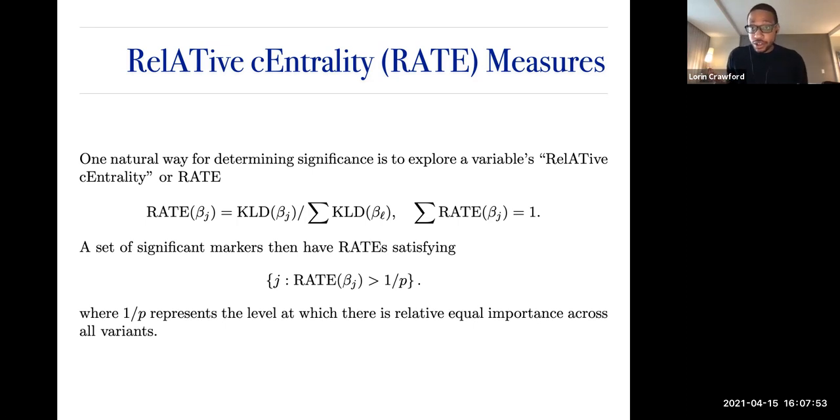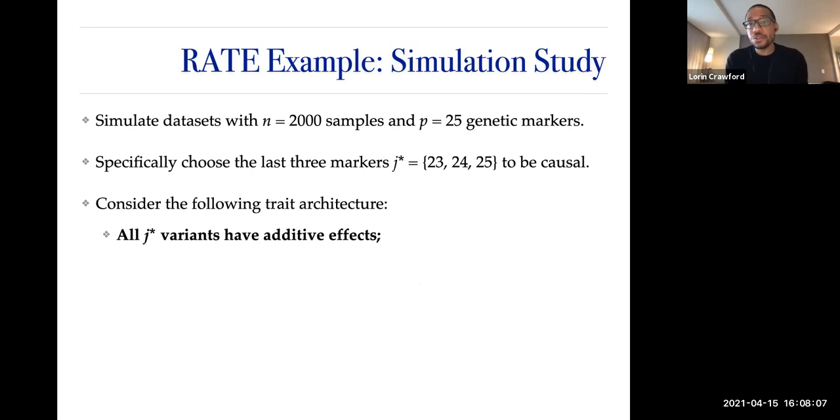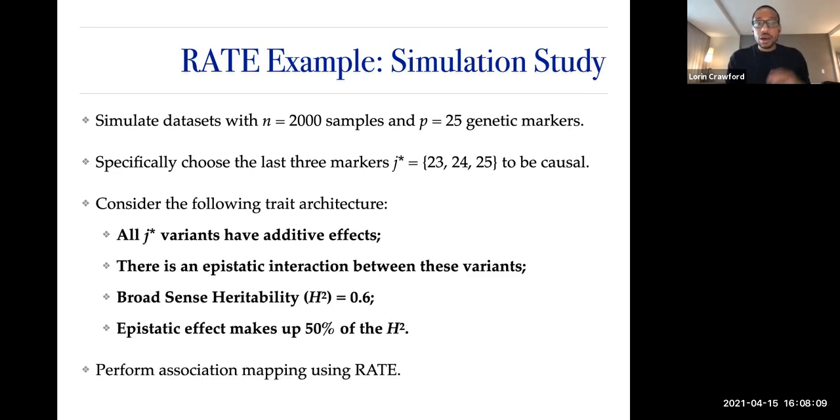The sports analogy here is that I have a bunch of bench players under the null, and the alternative is that I have a few superstars, okay? So let me show you how this works in practice via a small simulation study. So here we have a data set. Let's just say we have 2,000 samples, 25 genetic markers. You can ignore the details.